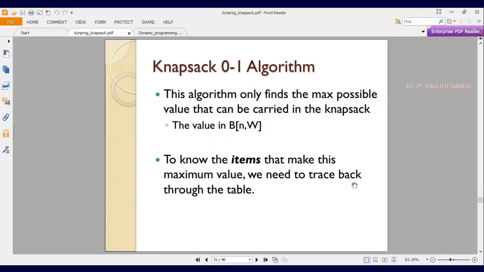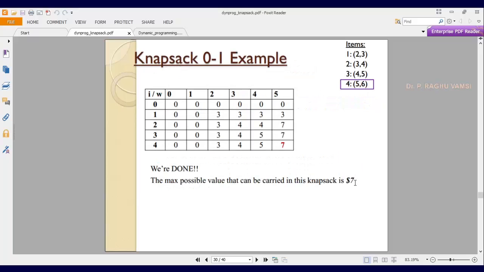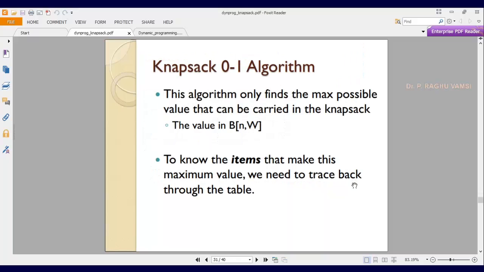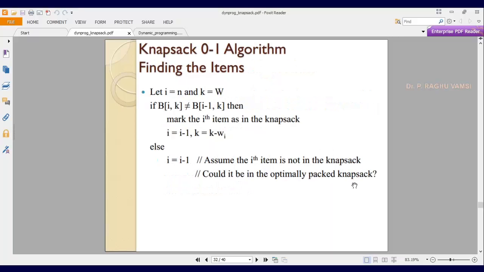Now what we do is we'll find out which items are suitable for placing in the knapsack, so that it will maintain the weight and at the same time achieve the maximum value, that is 7. Now this algorithm only finds the maximum possible value that can be carried in the knapsack. The value is B of n comma W. To know the items that make this maximum value, we need to trace back through the table. So how to trace back through the table?